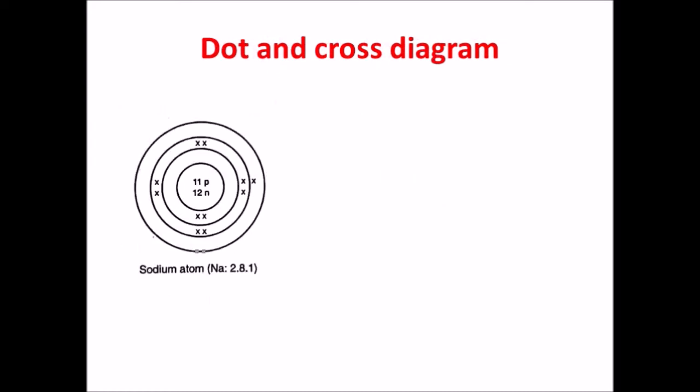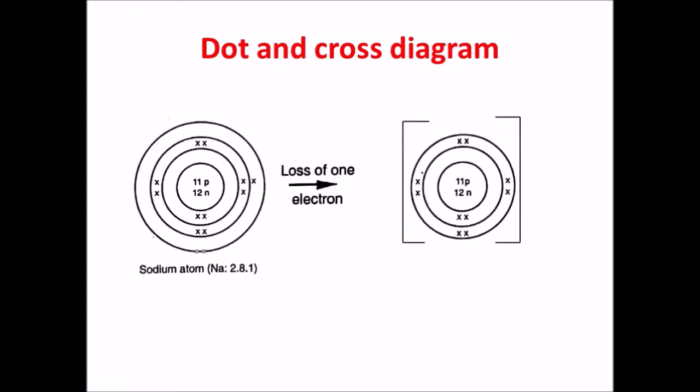Just like what you can see in the diagram, the sodium atom, the innermost energy level has 2 electrons, the second energy level has 8 electrons, and the outer one has 1 electron. It loses that 1 electron to form a sodium ion with a charge of positive 1, and now has 2 energy levels instead of 3 that we're able to see in the sodium atom.